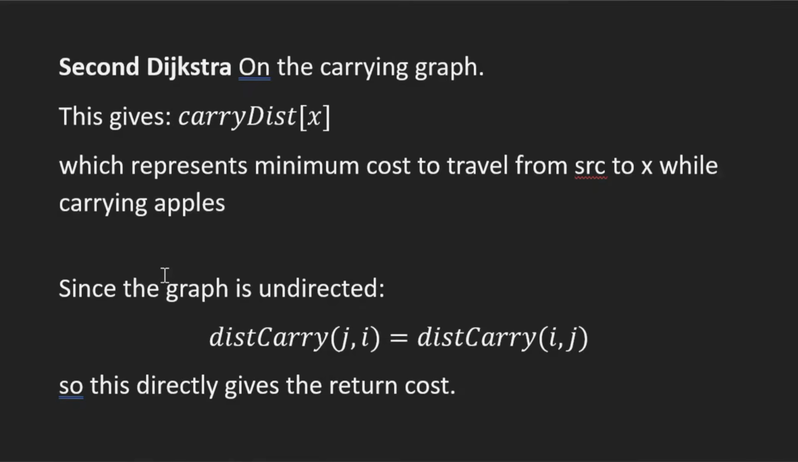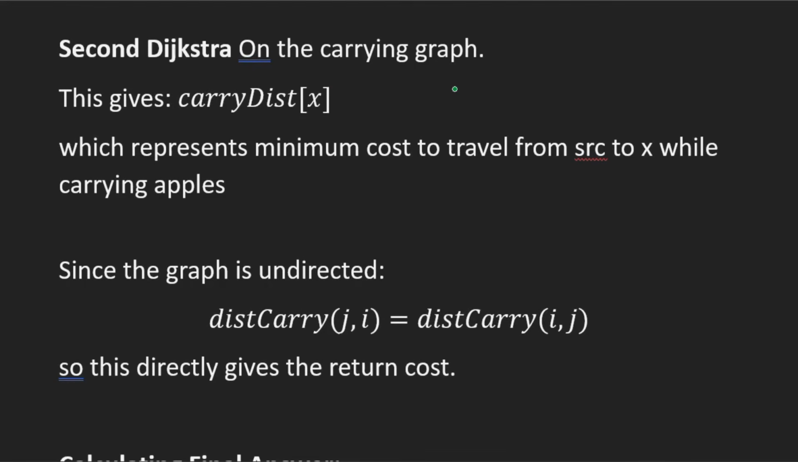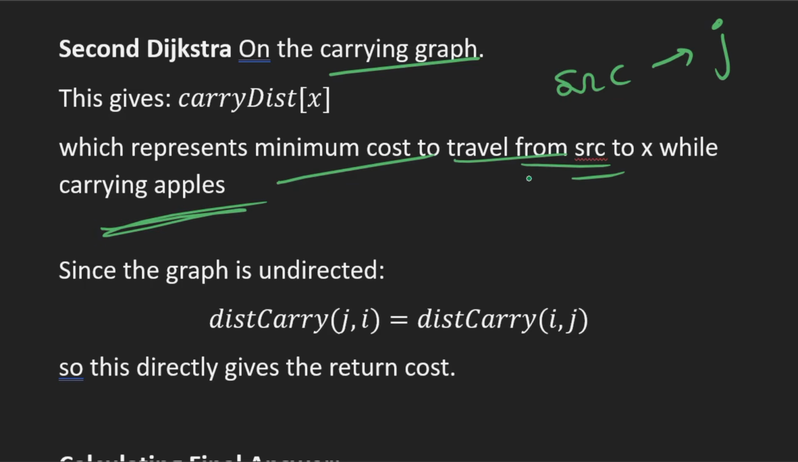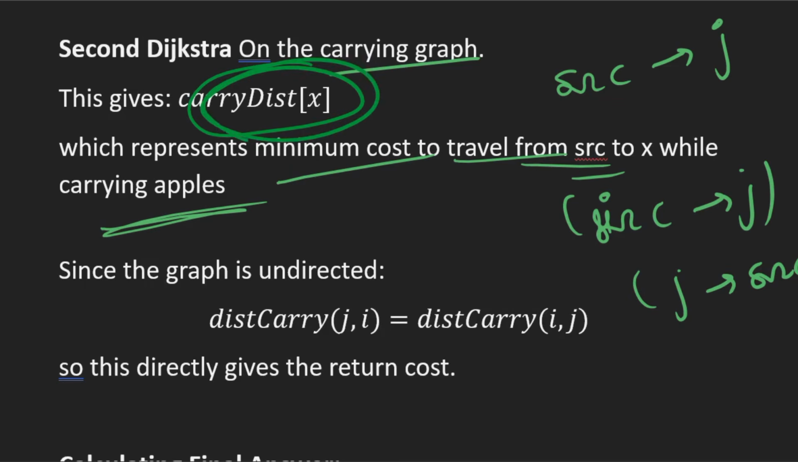Then we run the second Dijkstra, that is while we are carrying apples. What it will give us is the minimum cost to travel from the source node to all the other nodes j while carrying apples, right? So suppose our source node is i. Suppose we are going from source to j. Now we have to come back from j to source. So while coming back, we will be using these distances, but the graph is undirected.